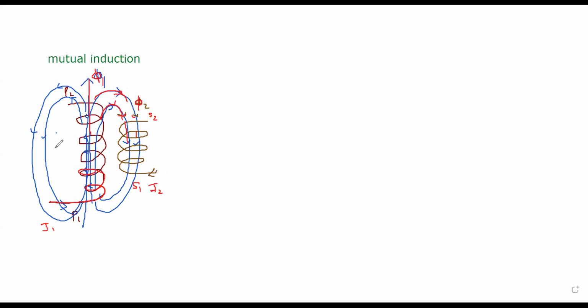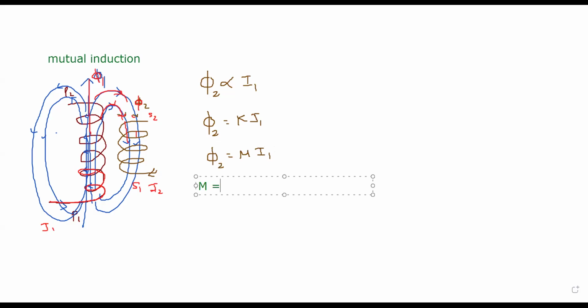So whenever I change the current I1, the corresponding flux phi2 differs. Therefore, phi2 depends on I1. Any doubt? Phi2 is equal to some constant K into I1. The constant K is replaced by M, so phi2 is equal to M I1, where M is called the coefficient of mutual induction. Take it as equation number 1.